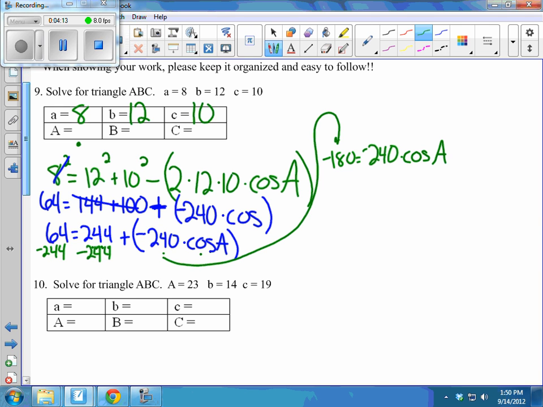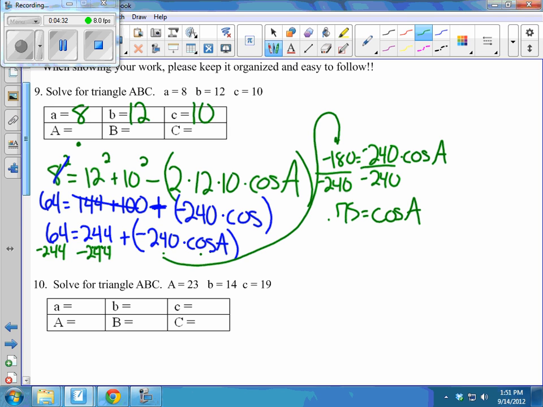And now to get a by itself, I'm going to move the negative 240 through division. I don't need the parentheses anymore because I'm done protecting it. So I'm going to divide by negative 240 here and negative 240 here. And when I do that, I get 0.75, which is how I'm working with the decimal.